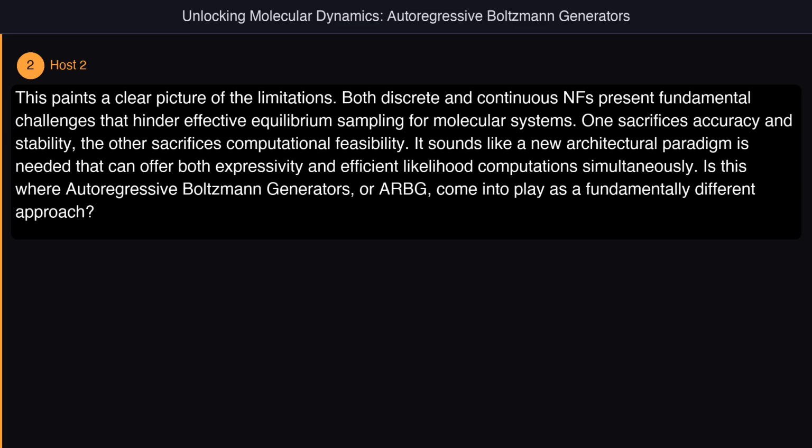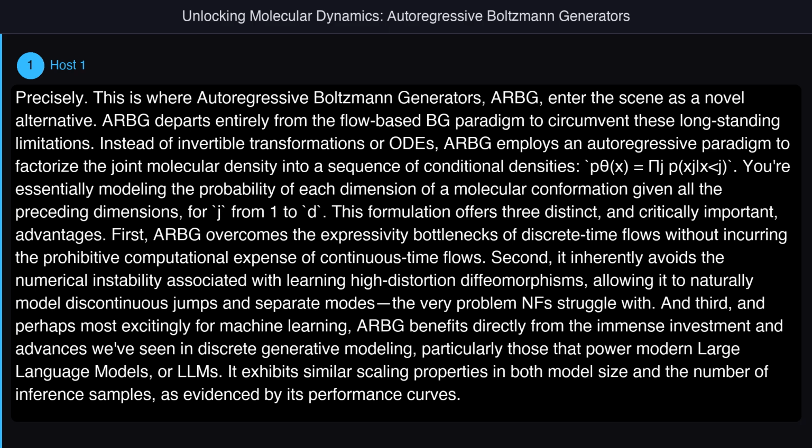This paints a clear picture of the limitations. Both discrete and continuous NFs present fundamental challenges that hinder effective equilibrium sampling for molecular systems. One sacrifices accuracy and stability, the other sacrifices computational feasibility. It sounds like a new architectural paradigm is needed that can offer both expressivity and efficient likelihood computations simultaneously. Is this where autoregressive Boltzmann generators, or ARBG, come into play as a fundamentally different approach? Precisely. This is where autoregressive Boltzmann generators, ARBG, enter the scene as a novel alternative.